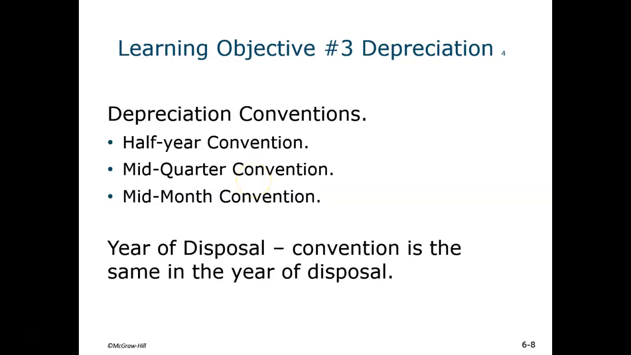So when we're talking about real estate in the mid-month convention, no matter what month we buy the asset and put it into service, let's say I buy the asset in March. All right, and I buy it on March 1st. Well, we're just going to assume it was placed in service in the middle of the month, March 15th. All right, so we'll always do that. So at the end of the year, I'm going to take X number of months plus a half a month as the amount of depreciation.